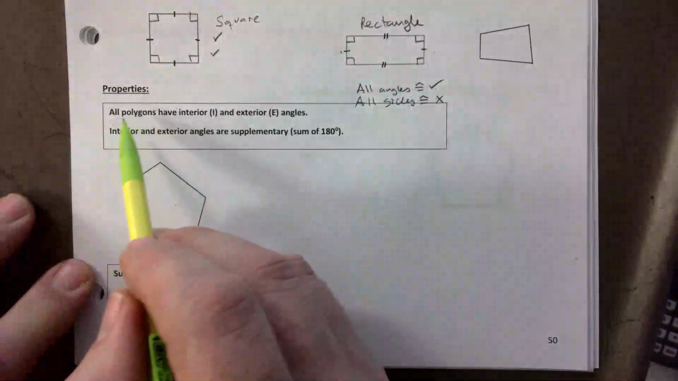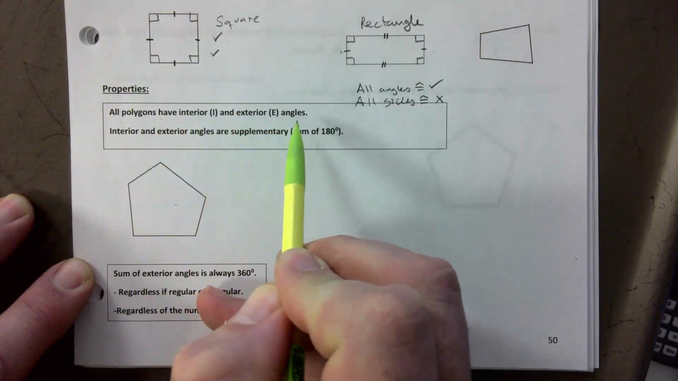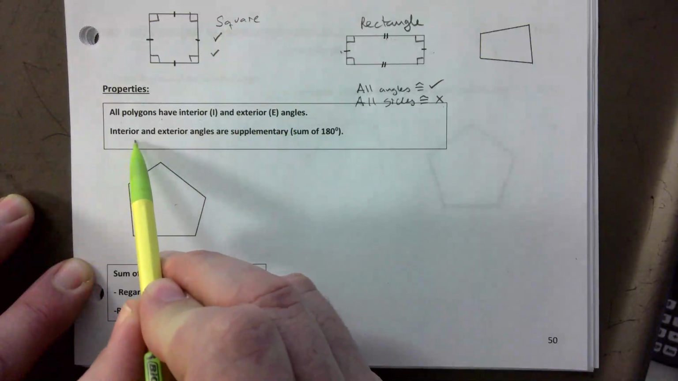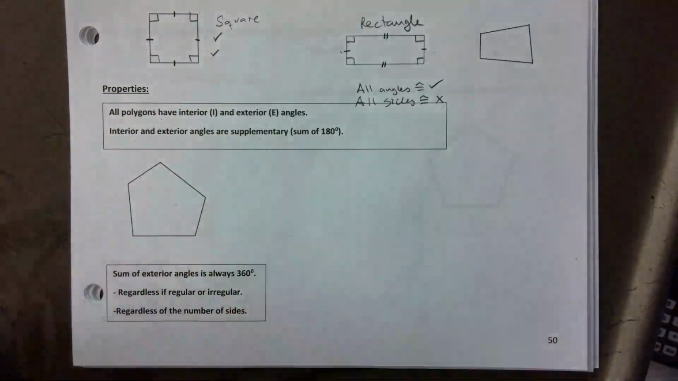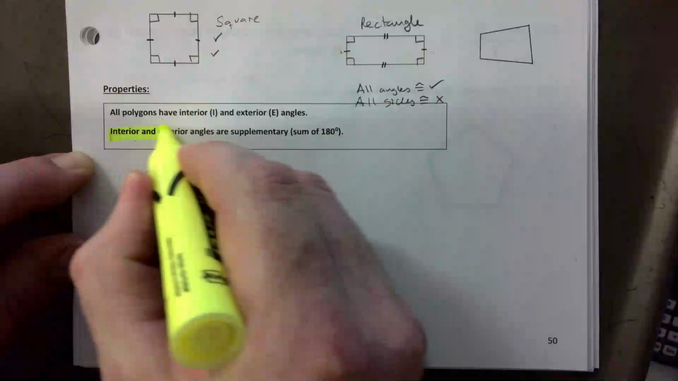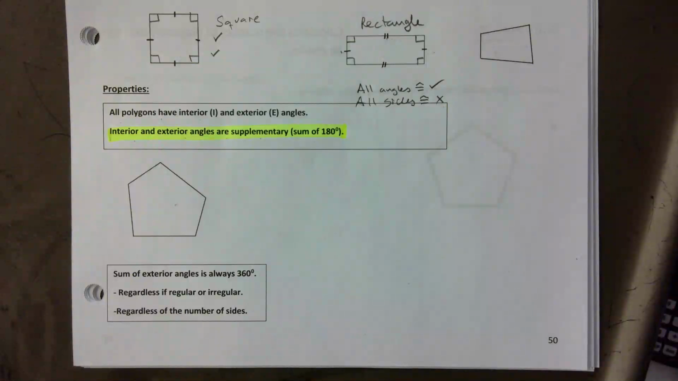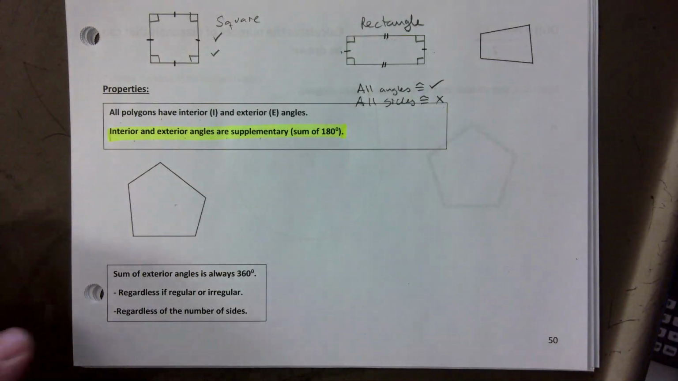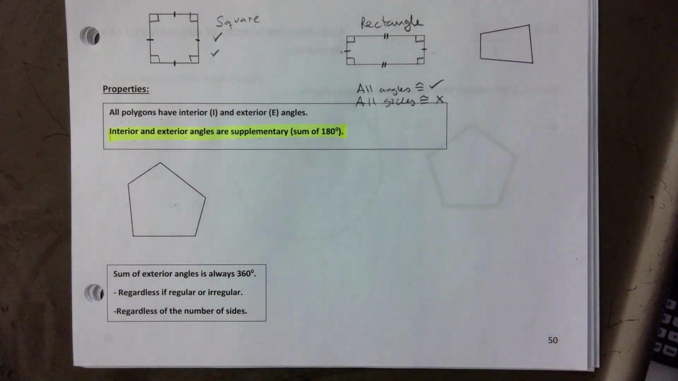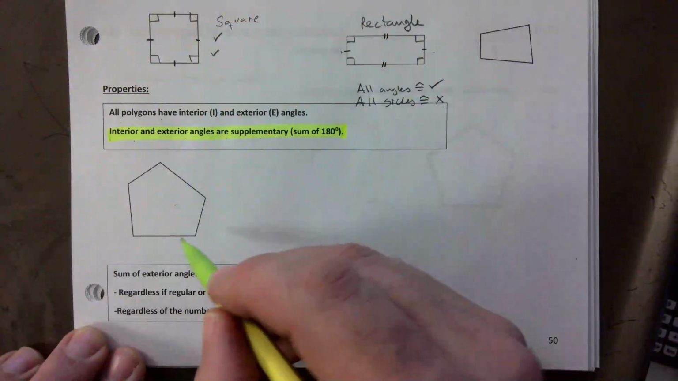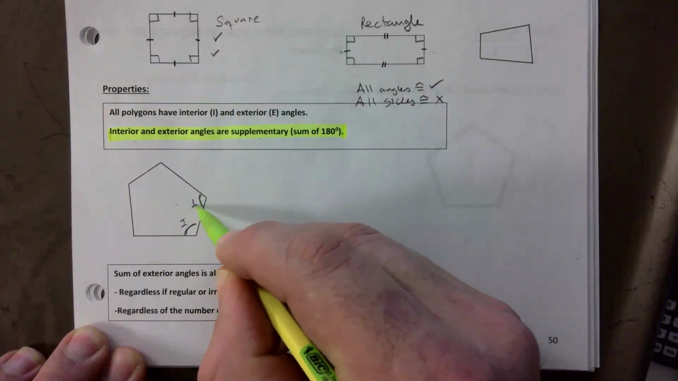Okay, properties. All polygons have interior and exterior angles. Interior and exterior angles are supplementary. They have a sum of 180 degrees. Please highlight that. And here's how you find your exterior angles. I think we're all familiar with interior angles. Interior angles would be the ones that are inside the shape.